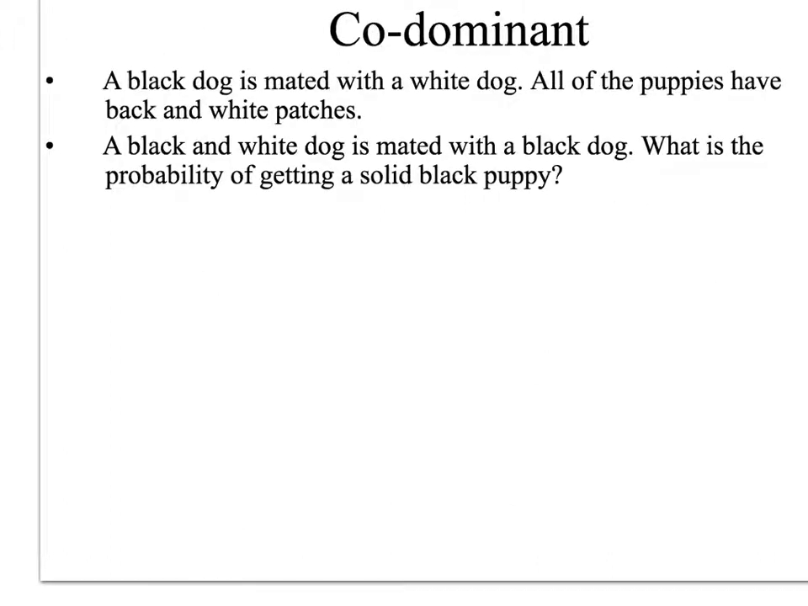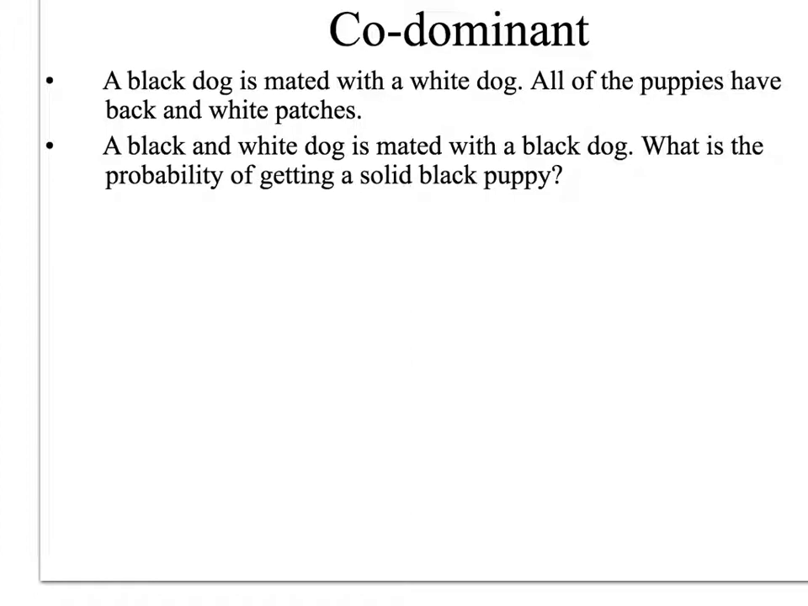With codominance, we see that 2 alleles are both dominant. Neither one is masked by the other. So in this case, we're talking about dogs that are black and white, and both of these colors are dominant. The first thing we want to do is set up a key of our genotypes. So with both incomplete dominance and codominance, that is a crucial part of our problems.